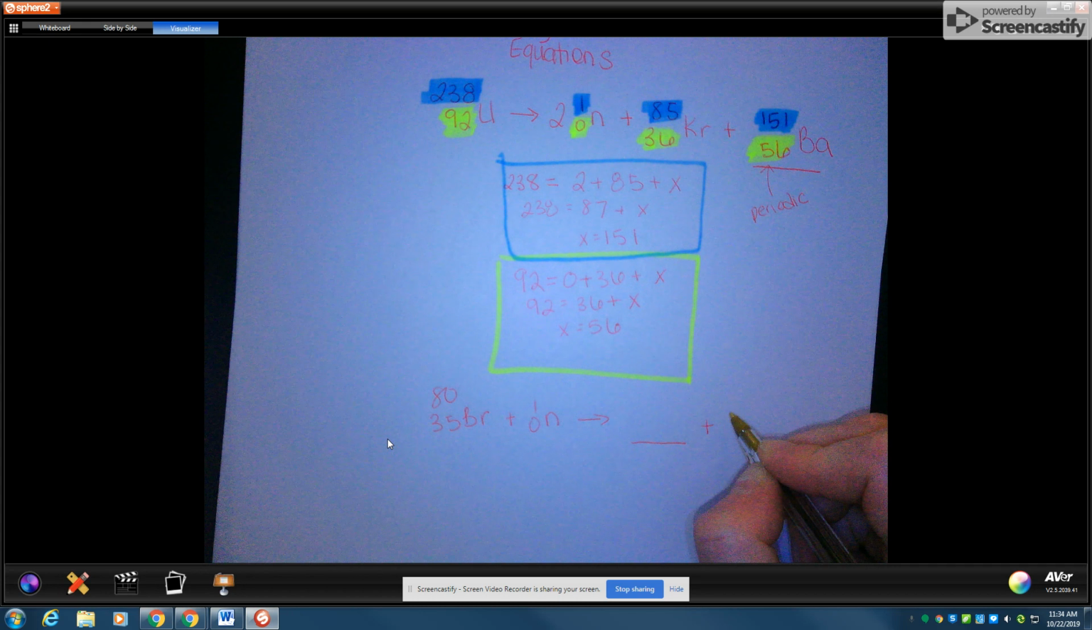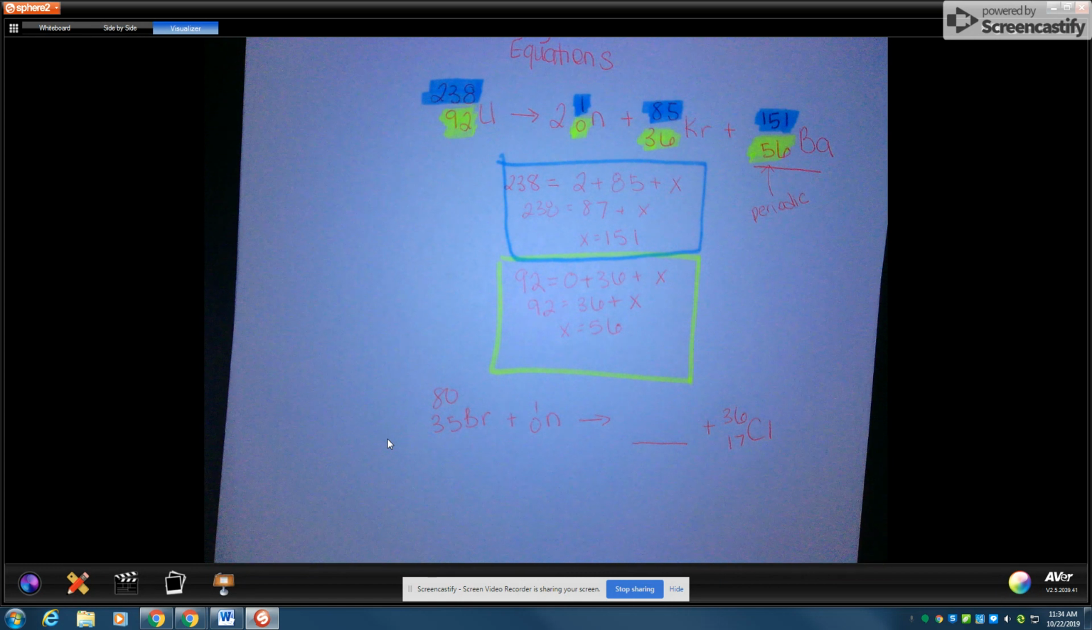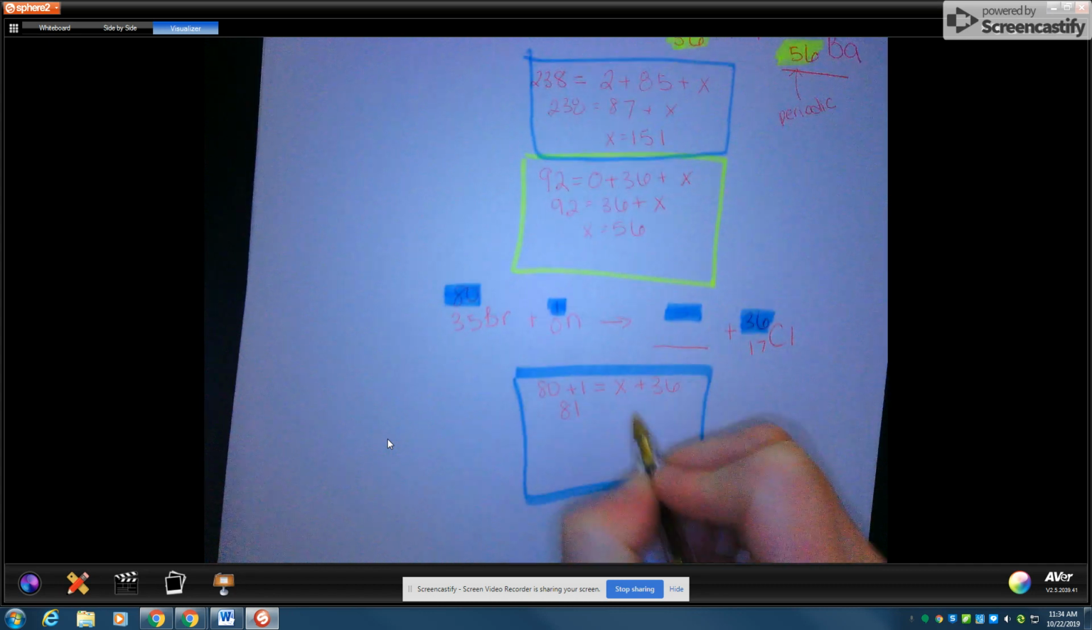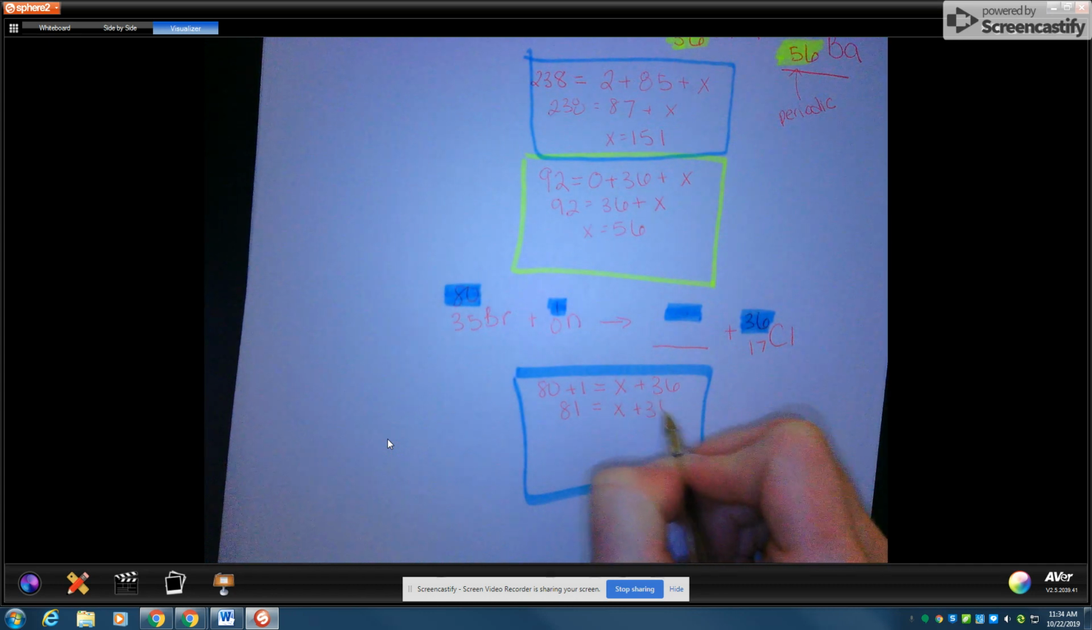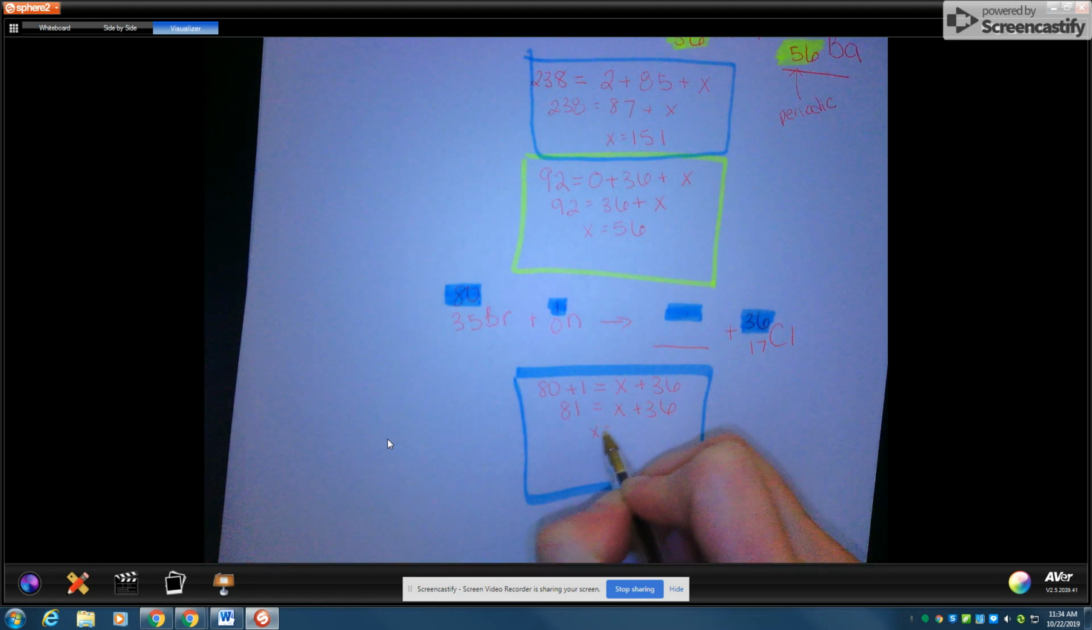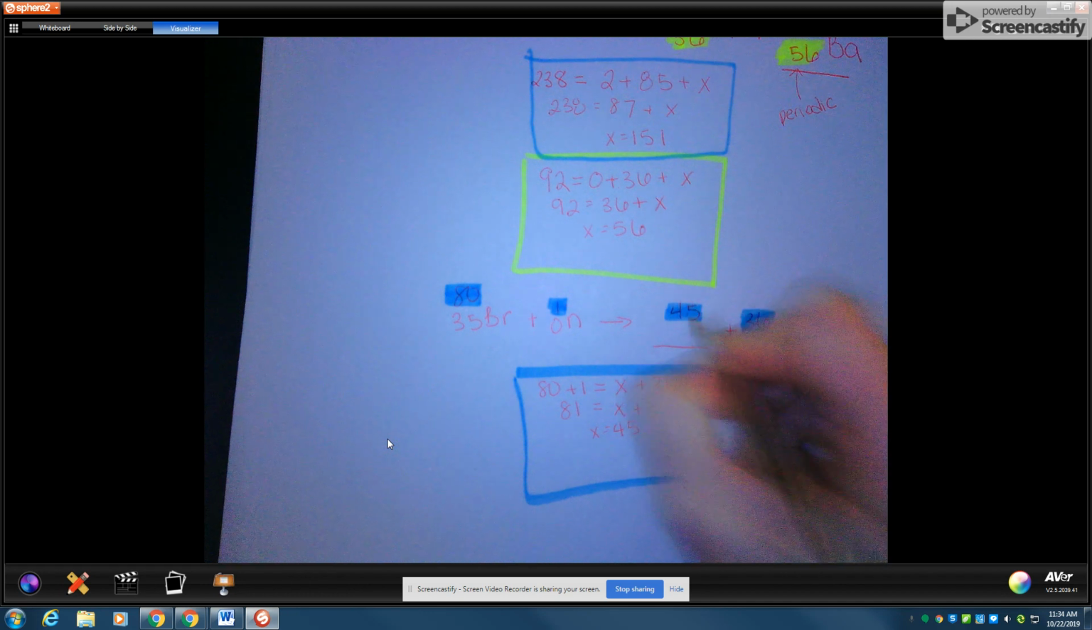and I am making this up. Okay, so let's look at this one. Again, I'm going to highlight the top parts in blue. So 80 plus 1, treat this like an equal sign. This is my unknown x plus 36. So 81 minus 36 is 45. So that means my top number is 45.